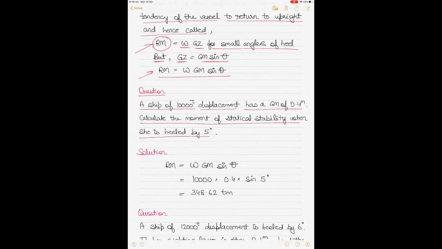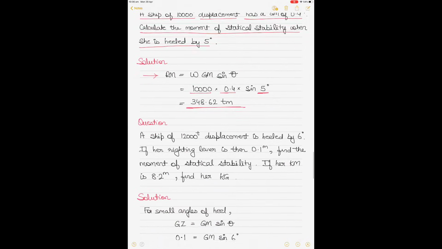So you simply have to put in the values for the righting moment. The righting moment will be equal to displacement multiplied by GM sine theta, as you have seen above in the formula. Displacement is given to you, GM is given to you, and theta is given to you as the angle of heel. Your righting moment becomes 348.62 tons meter. Alright, this moment will bring the vessel back to the upright position.